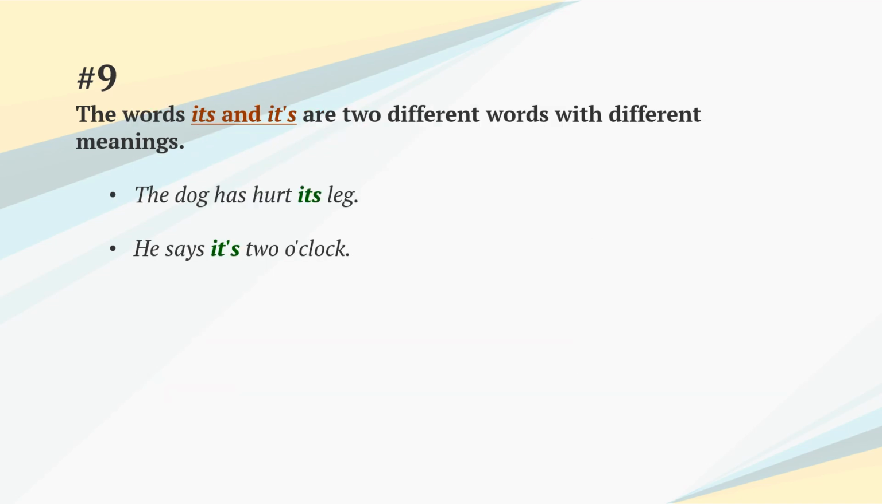Rule number 9. The words its and it's are two different words with different meanings. The dog has hurt its leg. So this is a possessive. He says it's 2 o'clock. So this is a contraction of it is.